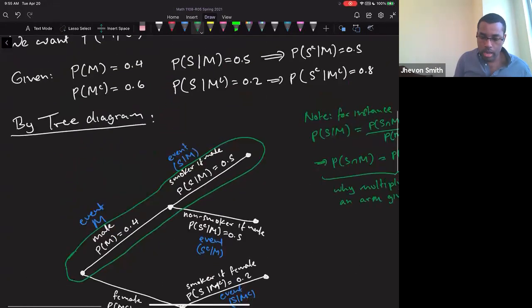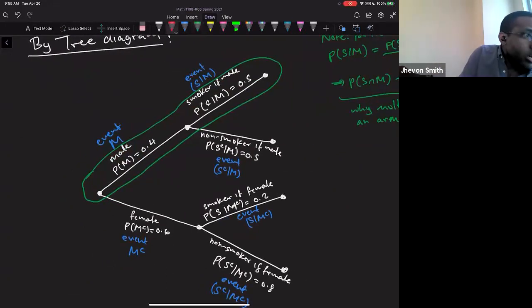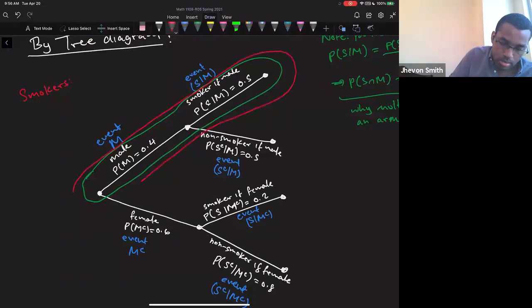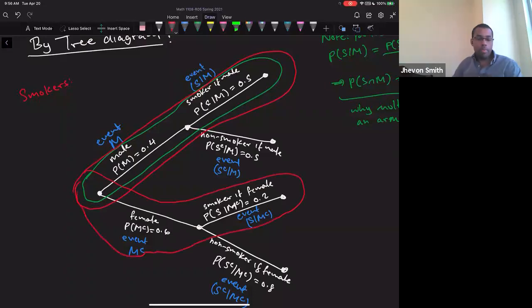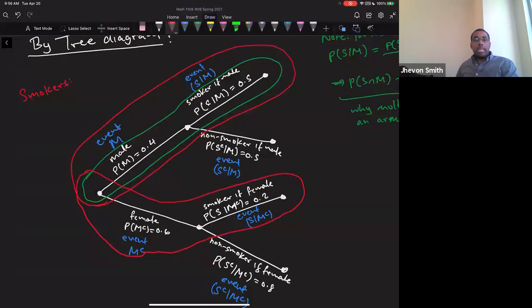Now, what is the probability of S? Well, to get a smoker, there are two ways in which you can get a smoker, right? If we look at smokers, in red for example, we can have a smoker given that they're male, or we can have a smoker given that they're female, right? There are two ways to get the smoker. Okay. Now, these two arms are different arms. They're not overlapping, right? You can't be on both arms at the same time, which means we can add them. So what we would do is multiply along these arms and then add the answers together.